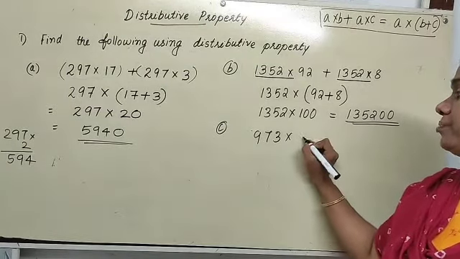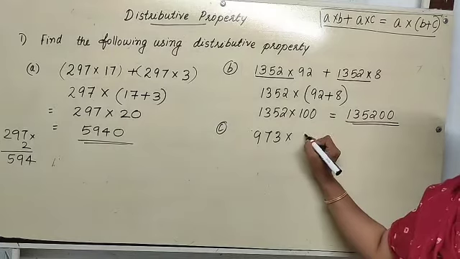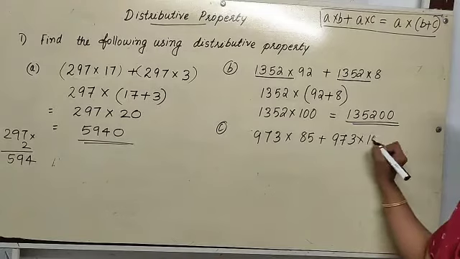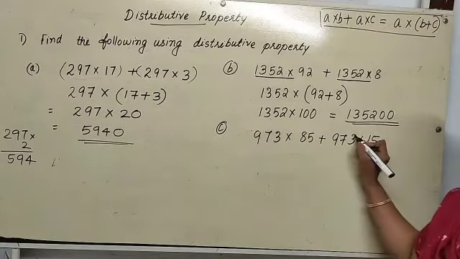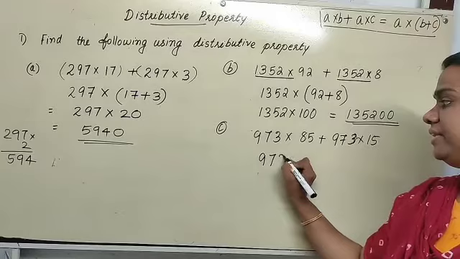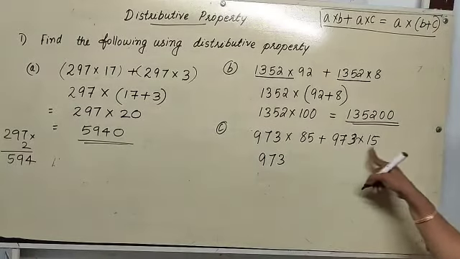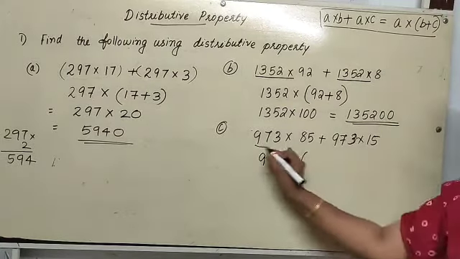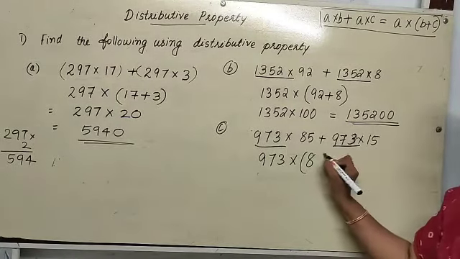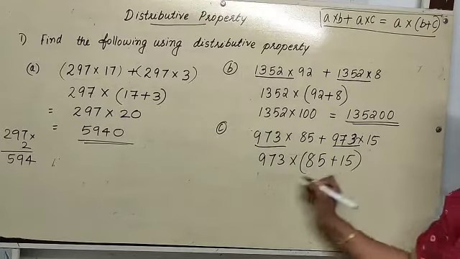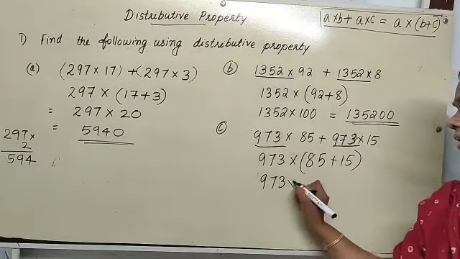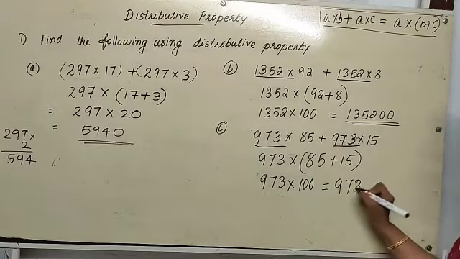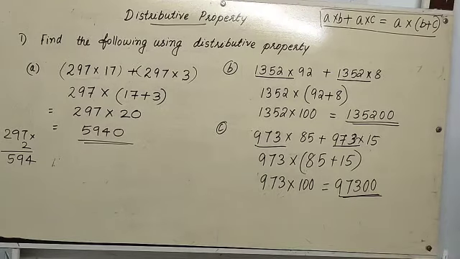973 into 85 plus 973 into 15. What do we have to do here? A into B plus A into C, that is A into (B plus C). 973 into, that much you take out of the bracket, then 85 plus 15. So 973 into (85 plus 15), which gives 100. So the answer is 973 followed by 2 more zeros.